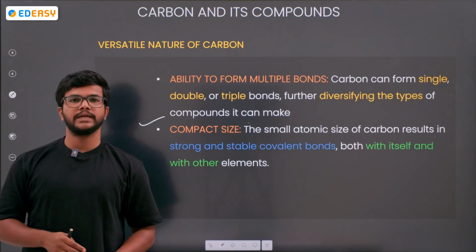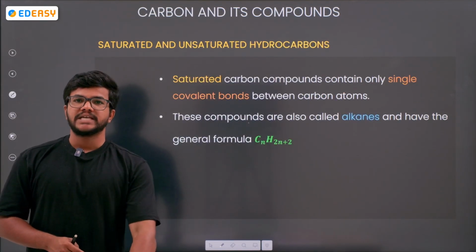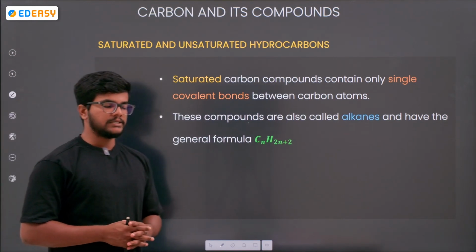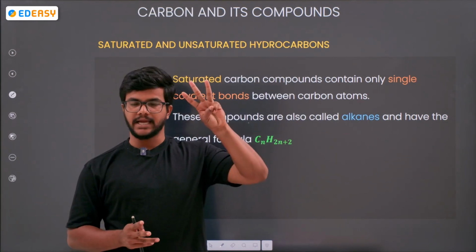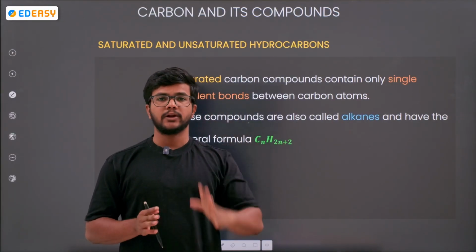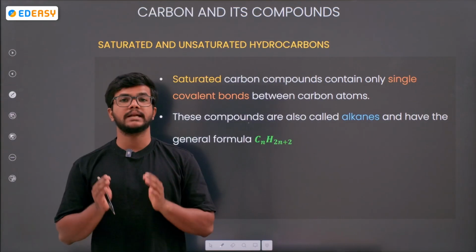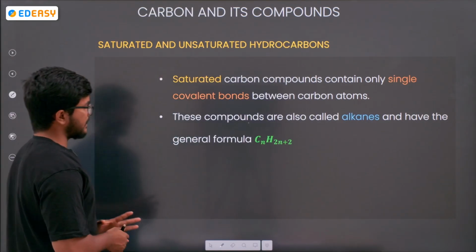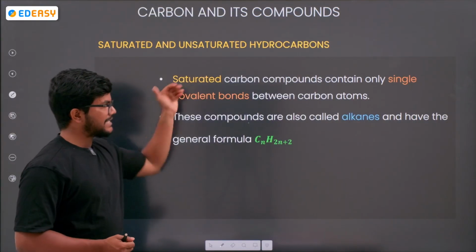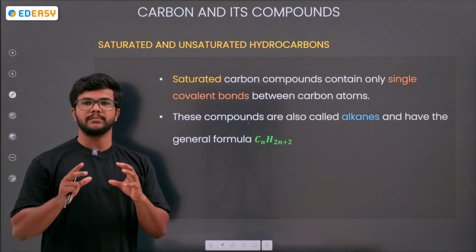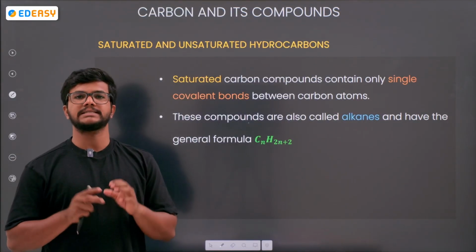Next, we are moving into saturated and unsaturated carbons. So what are saturated and unsaturated? Carbon compounds are actually of three types: saturated, unsaturated, and aromatic. Aromatic carbon compounds are not included in your textbook. So here, saturated and unsaturated. Under the saturated we have single bonded carbon; a carbon single bond is called saturated.